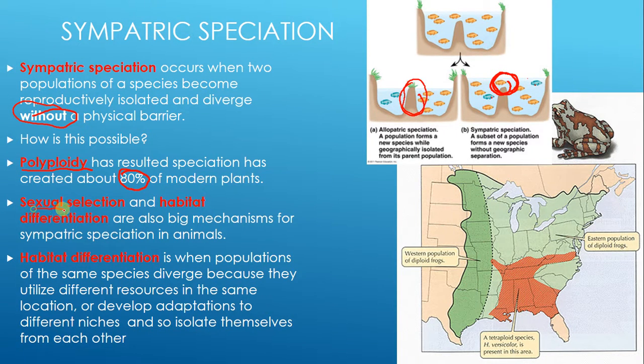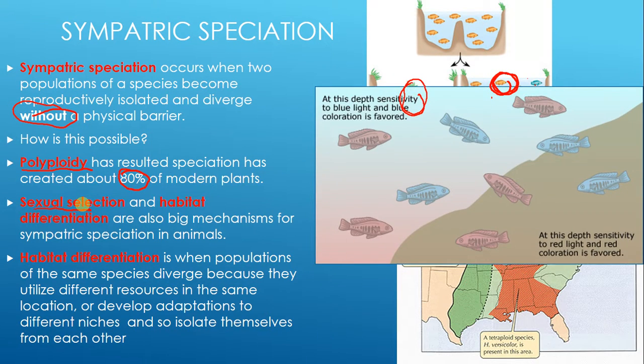Sexual selection is a possibility. Cichlid fish in Lake Victoria in Africa have evolved sympatrically by sexual selection. Certain females started only selecting lighter colored males, and over time this behavioral prezygotic isolating mechanism via sexual selection caused the divergence of species.